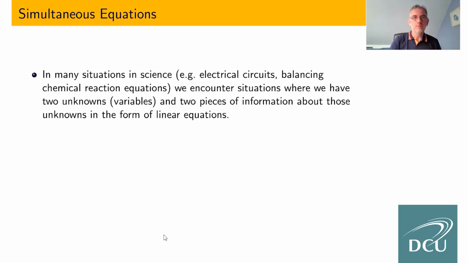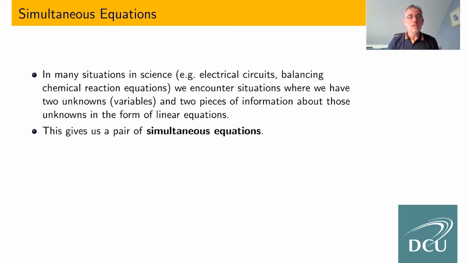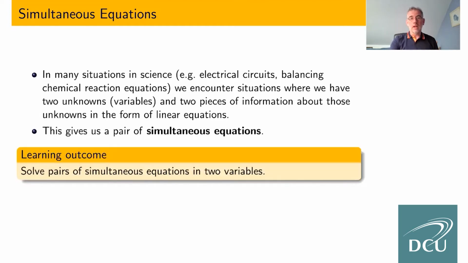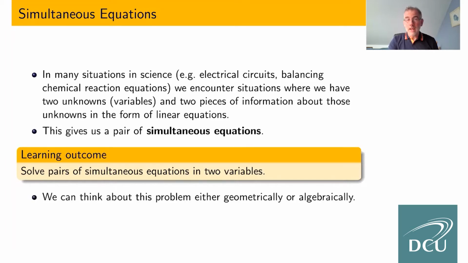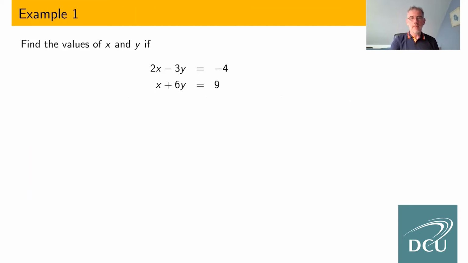What this gives us is what we refer to as simultaneous equations, because we have two equations that hold true at the same time. They're simultaneously true. Our only learning outcome here is to solve pairs of simultaneous equations. In other words, we have two equations and two variables. We can think about this problem either geometrically or algebraically, so I'm going to say a few words about how we think about it geometrically and then look at an example that involves algebra.